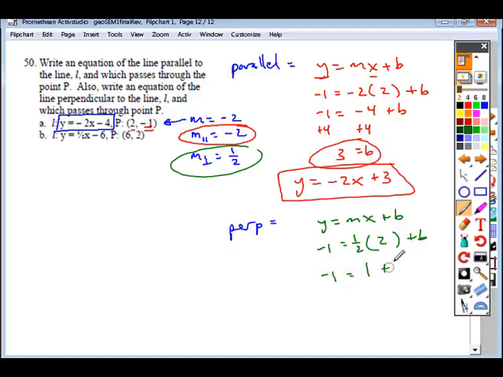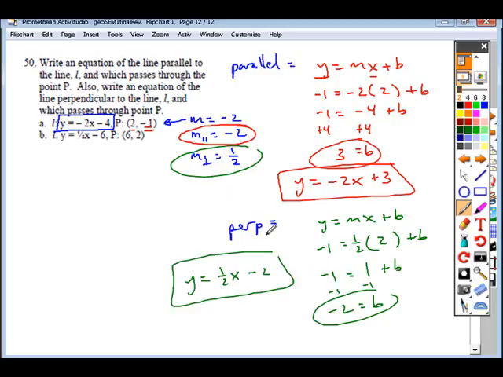1/2 of 2 is just the 1. So when you simplify this, we subtract a 1 from both sides. We get a b value, or y-intercept, of negative 2. And so now we can plug those in to our equation. Y equals mx plus b. Our b value is negative 2. And so that's the process you would use for part B as well.